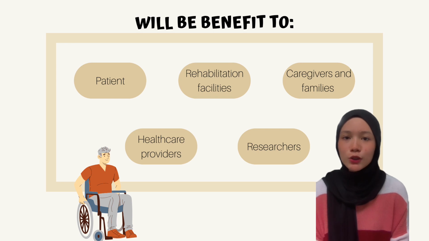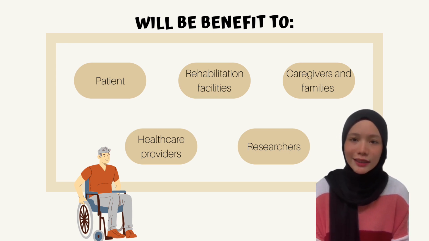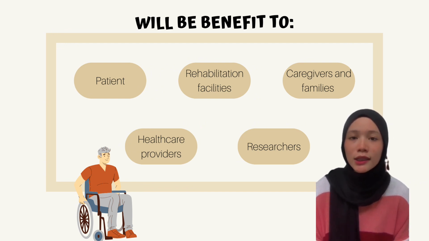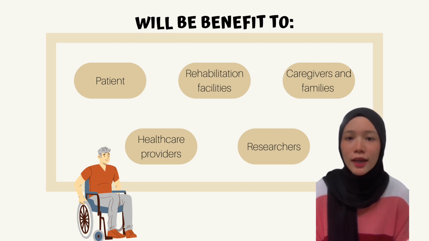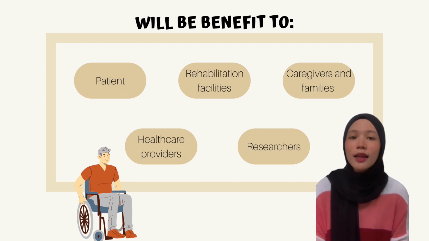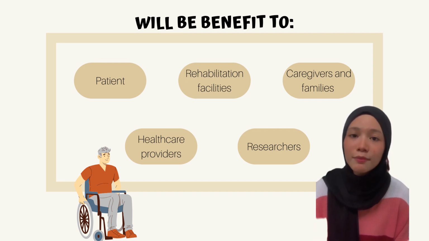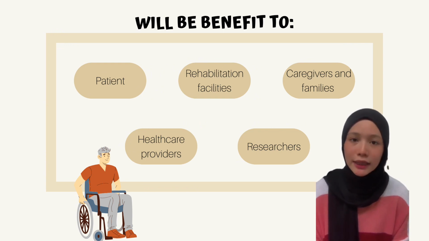The Functional Independence Measure will benefit patients. Patients can see their progress over time, which can be motivating and provide a sense of accomplishment. Next are the rehabilitation facilities. Facilities can design and refine rehabilitation programs based on the data from the assessment. Other than that, healthcare providers can identify areas needing attention. Then researchers can use it to study the effectiveness of different rehabilitation interventions and to advance knowledge. Lastly, caregivers and families understand the patient's level of independence and areas where they may need support.